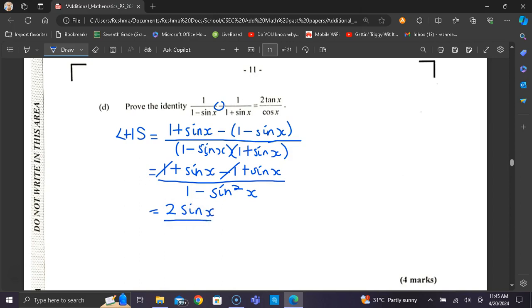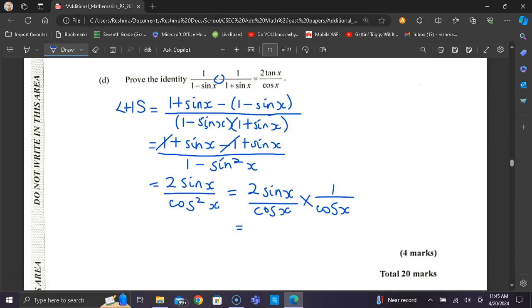Now, in the denominator, 1 minus sin squared x, remember from the previous question where we used the identity sin squared x plus cos squared x is 1. So 1 minus sin squared x is actually cos squared x. So this fraction that I end up with here, I could actually break it up into 2 parts. So since cos squared x is cos x times cos x, I could break it up into 2 sin x over cos x multiplied by 1 over cos x.